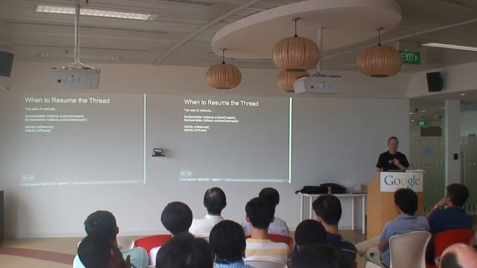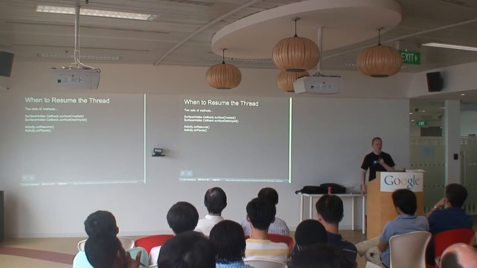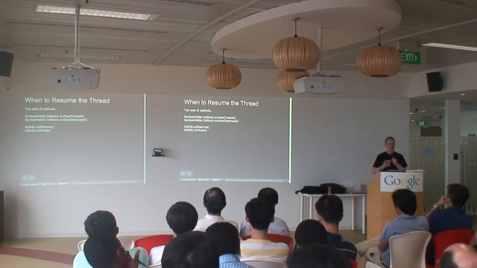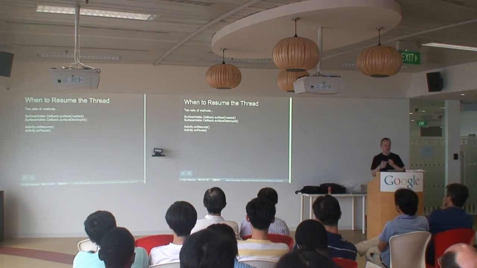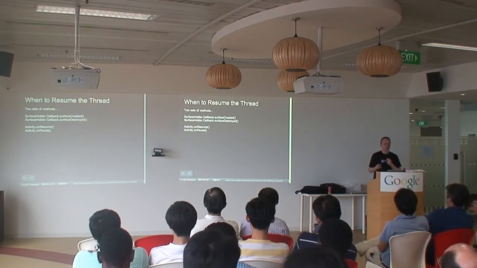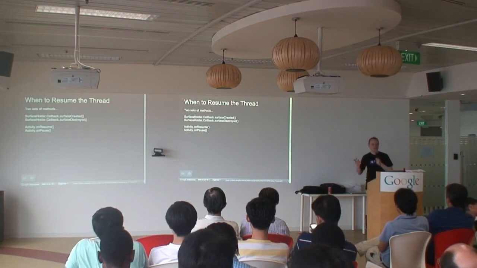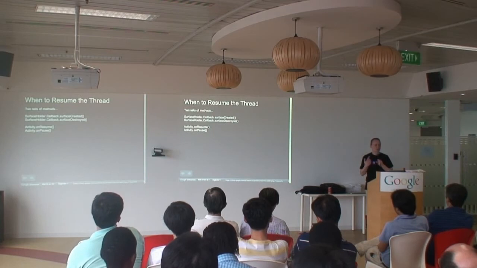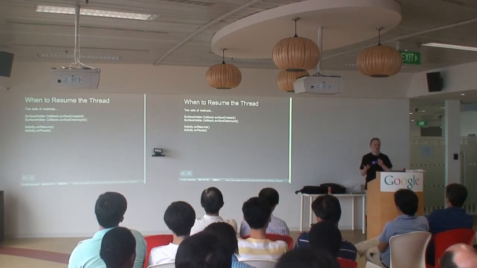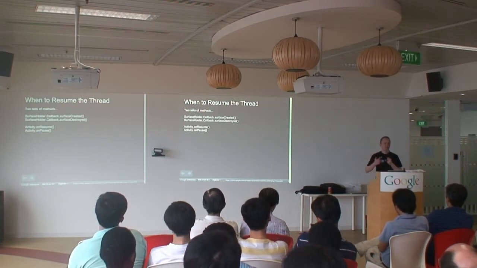So here we have two sets of methods. We talked about SurfaceHolder with the callback methods surfaceCreated and surfaceDestroyed, which we have to take care of. We also have these activity methods onResume and onPause. And we want to make sure that the game thread is only running when we both have the application resumed and we have the surface created.